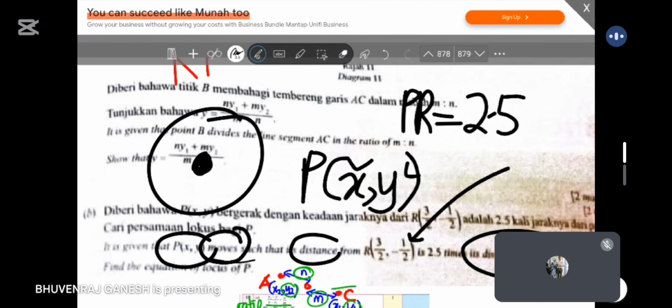This one is a bit tricky. Lebih susah sikit. So you need to know what to fill in here. Kamu kena tahu. It's not y, bukan y. Okay, yes, correct. The answer is actually x, guys. Jawapan dia adalah x.